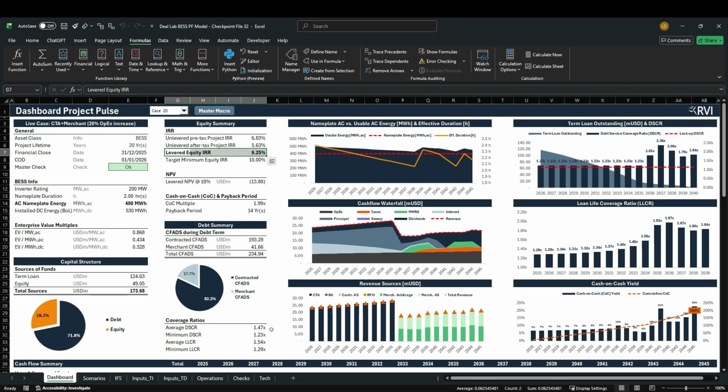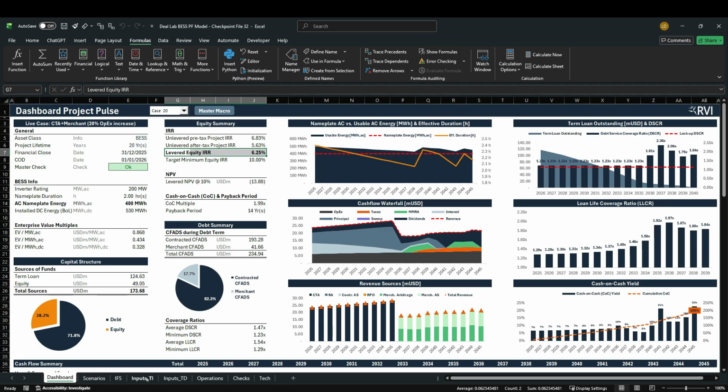But more importantly, we want to understand what our DSCR profile looks like. And you would see that lenders would still expect a fairly strong DSCR profile, well above 1 at a 1.23 during the contracted period. And then we are still around 1.8, 1.75 in the merchant tail. So even with the 20% OpEx increase, lenders could still feel fairly confident that they get their money back.